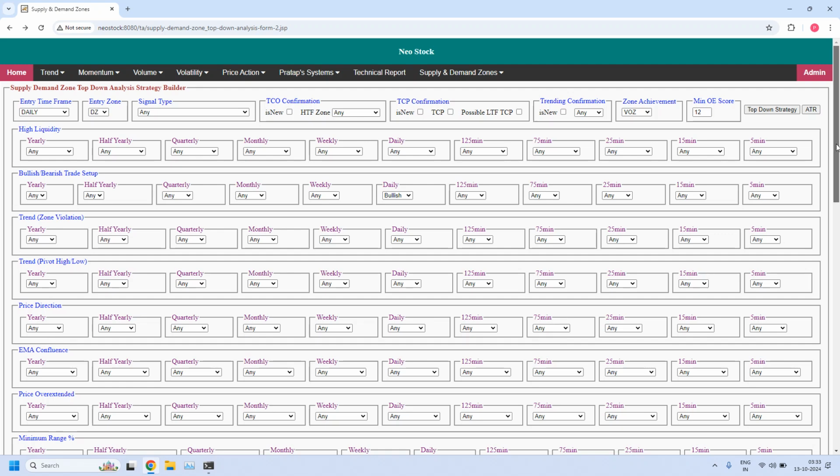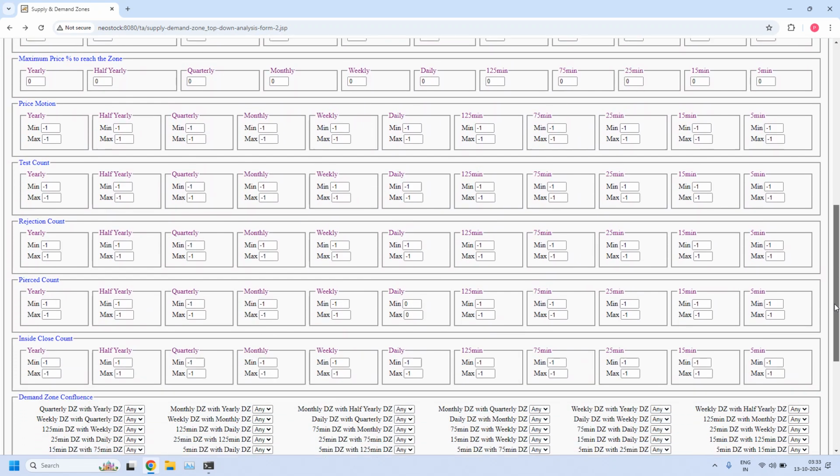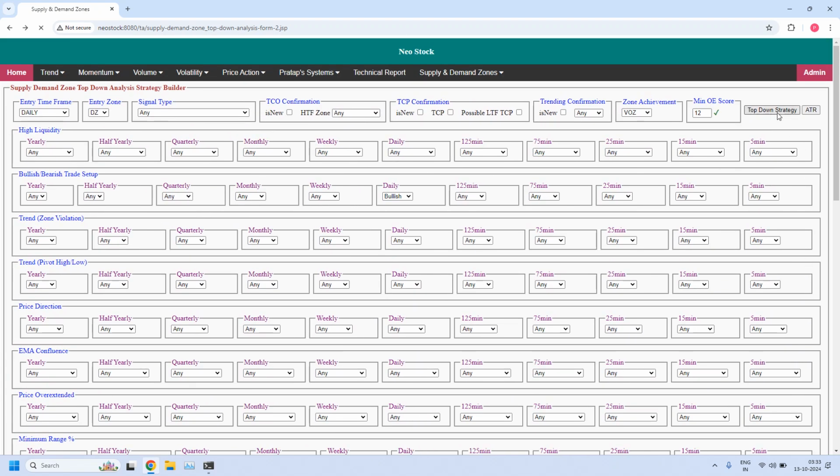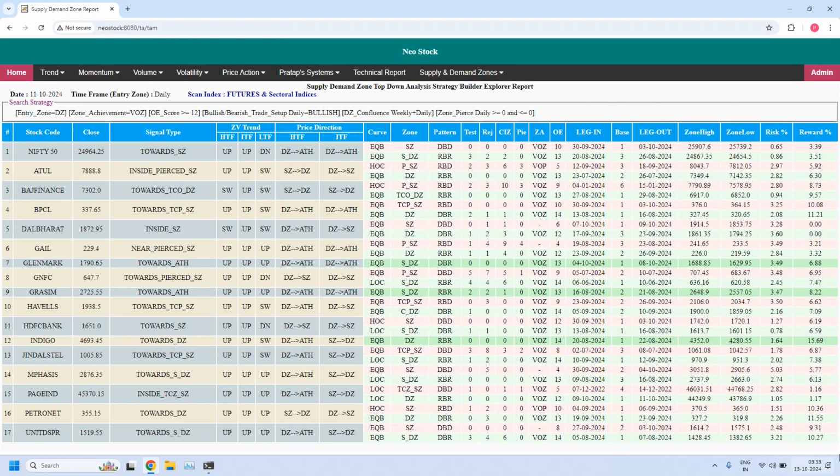So what I am going to do, in the demand zone confluence, I am adding the filter daily demand zone confluence with weekly demand zone confluence. That is ITF confluence, LTF and ITF zone confluence. So 17 stocks are filtered. Out of 23, all these 17 stocks have the LTF zones, that is the daily zones, in confluence with the weekly zone. They are part of the weekly zone, because the daily zone is part of the weekly zone, and also the weekly trend is an uptrend.